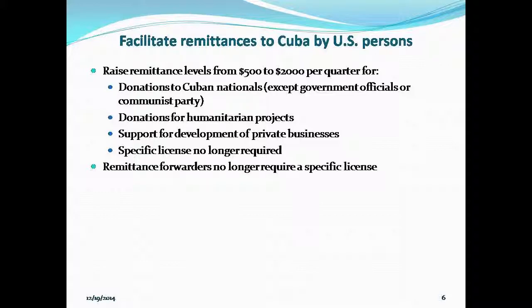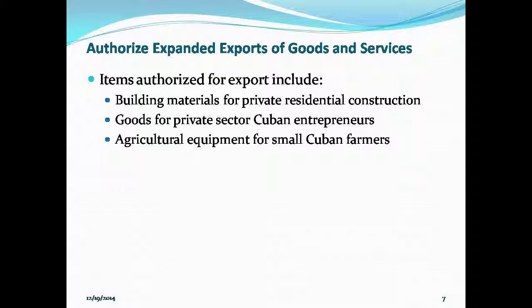Also, remittance forwarders no longer require a specific license to perform their functions. Moving right along to the sixth item, it is authorization to expand exports of goods and services. The items authorized for export would include building materials for private residential construction, goods for private sector Cuban entrepreneurs, and agricultural equipment for small Cuban farmers.